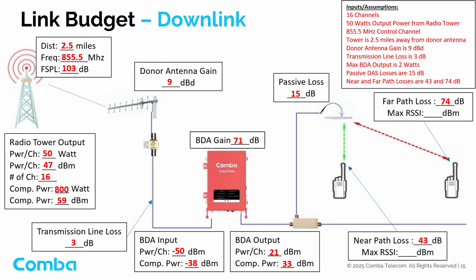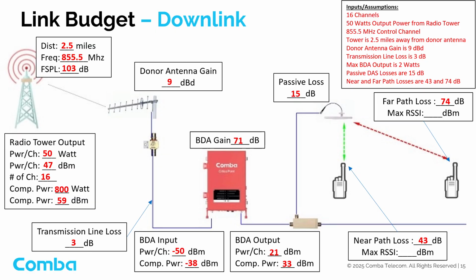Alternatively, we can use the formula: the power per channel is equal to the maximum BDA downlink composite power minus 10 times the log of the number of channels, which gives us 33 minus 10 times the log of 16 equals 21 dBm. Again, there is a 12 dB offset between the channel power and composite power levels. If we remember the offset, we do not have to use the formula.